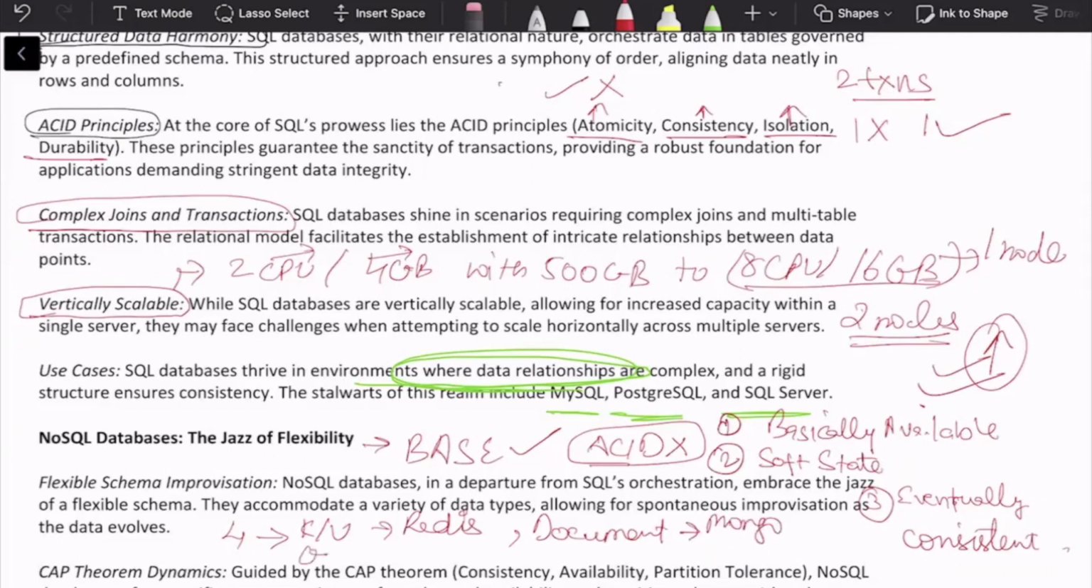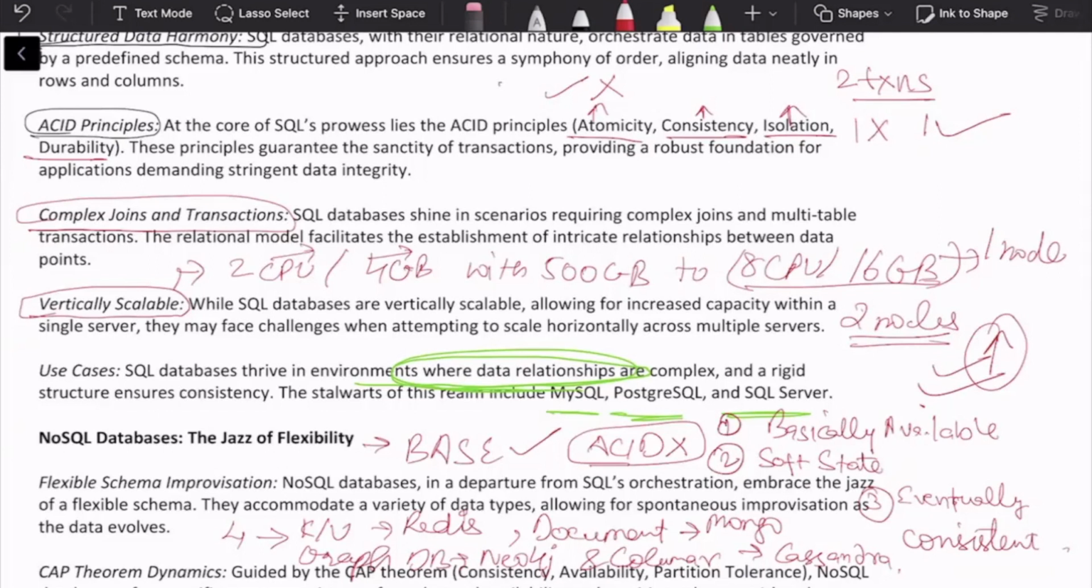You have graph DB, which is like Neo4j, and then you have columnar databases, which is your Cassandra. So there are 4 different types of NoSQL databases. Let's see what are the properties of these NoSQL databases.